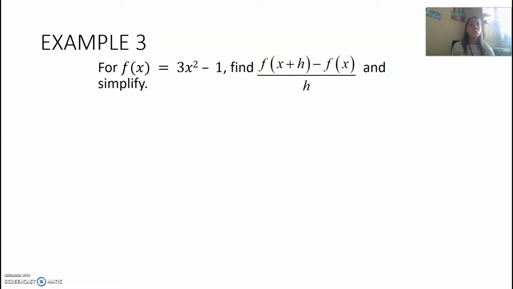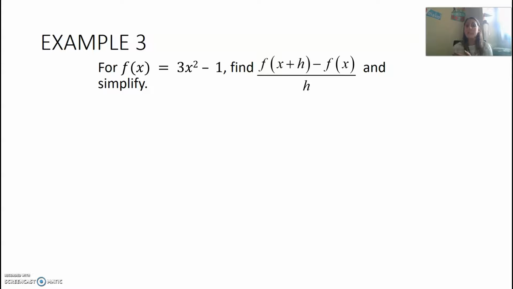So that is true with expressions, and with functions that have letters in them, so variables. All right, so we are going to do that. So we're going to find f of x is equal to 3x squared minus 1. We're going to find f of x plus h minus f of x all divided by h.